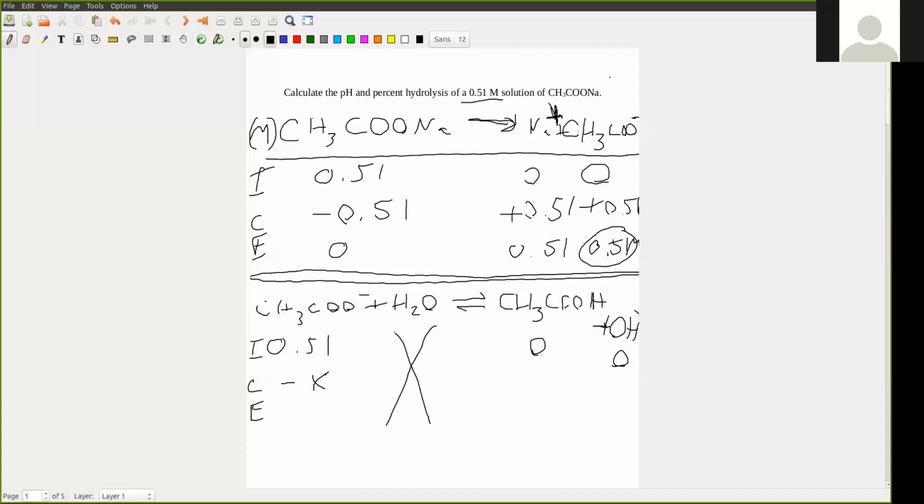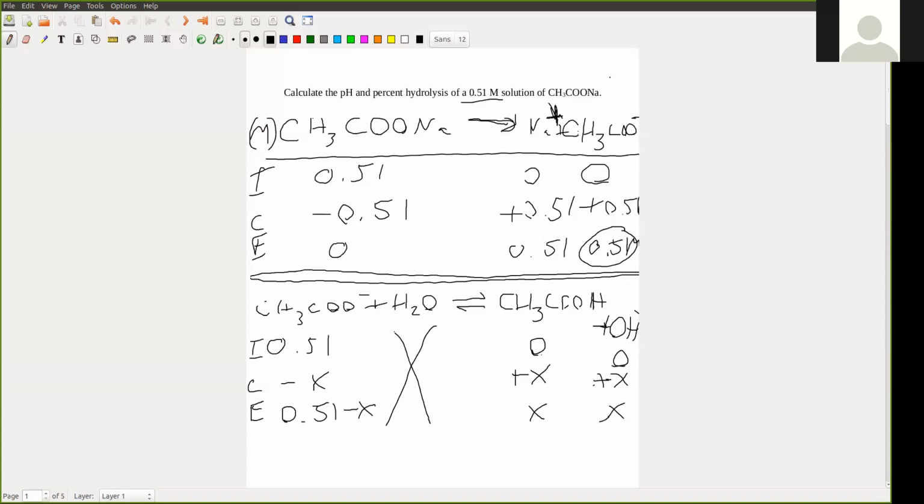And similarly, we know that for every acetate ion, there should be a corresponding acetic acid. So we know that's going to go up by some value. And because there's one water per every acetate ion in this equation, we also know that our hydroxide is going up by the same unit. So for our equilibrium equations, we have 0.51 minus X. And for acetic acid, we have X. And for hydroxide, we have X.